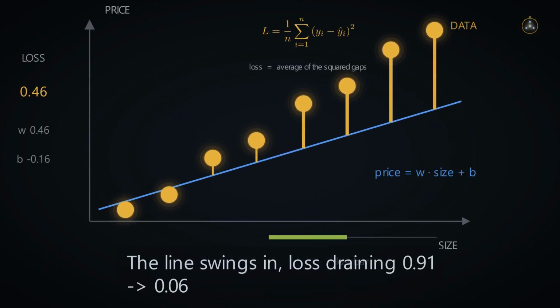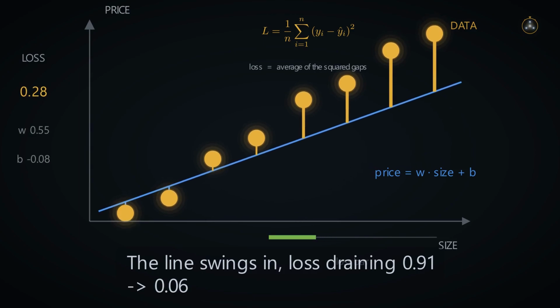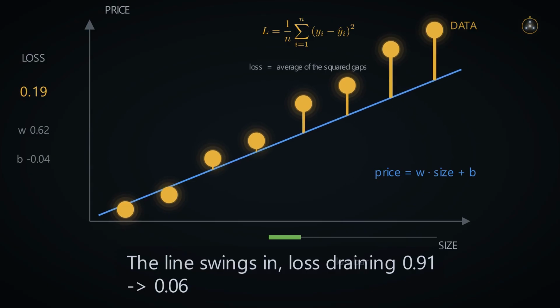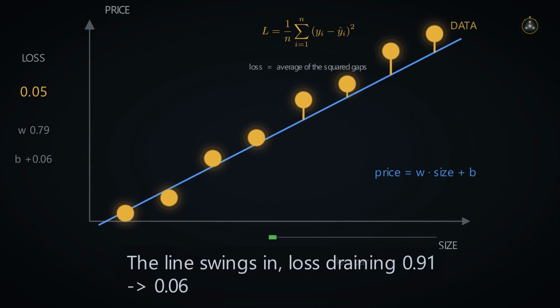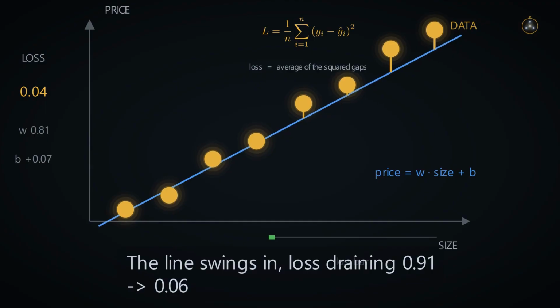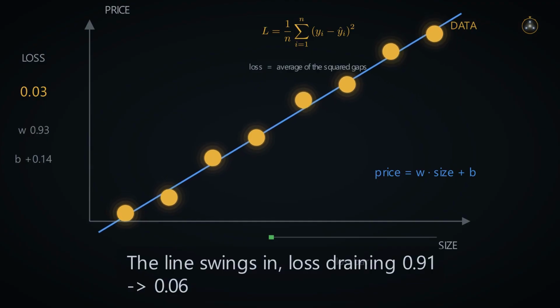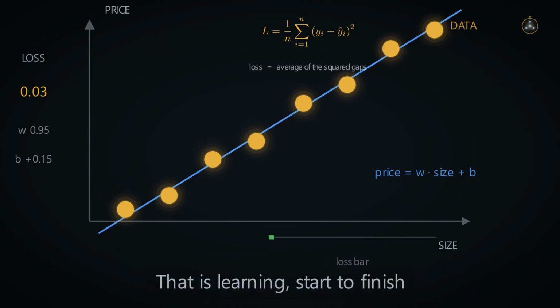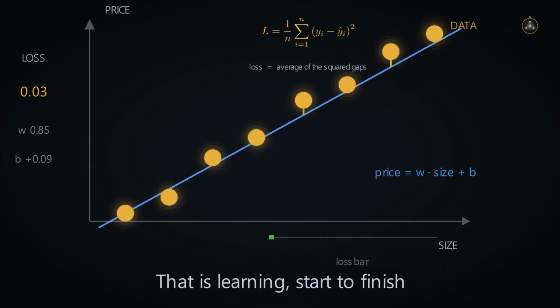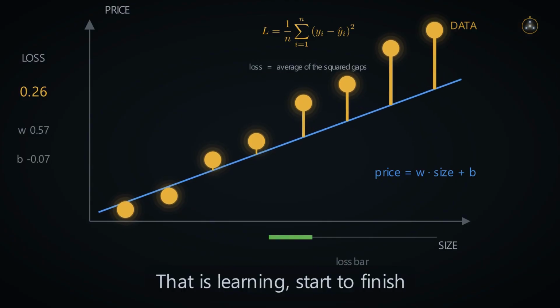Each downhill step nudges W and B, so the line tilts and lifts into the cloud. The error sticks shrink and the loss drains. 0.91, ticking down, all the way to 0.06. And it stops. The line threads through the middle of the scatter, the gaps as small as they get.